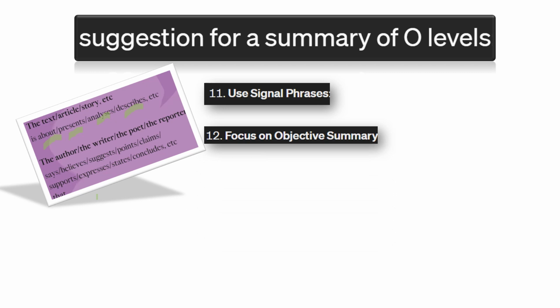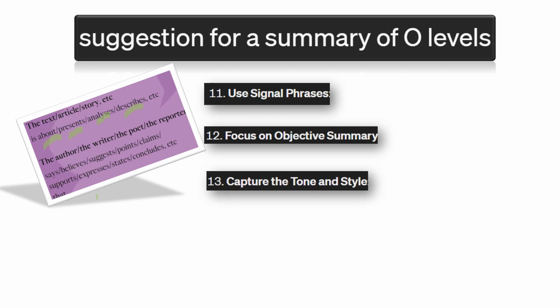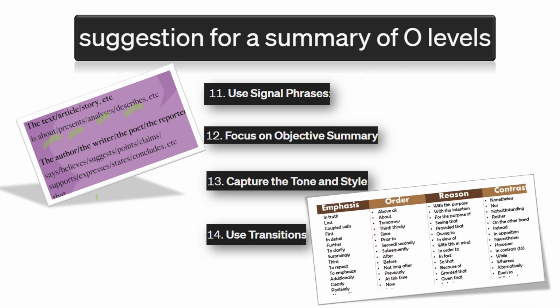Then we have to focus on the objective summary: whatever the content of the summary is, it has to go in the same way. We don't have to change it in our own way. Then the tone and the style of the text have to be maintained. That should not change. This is quite important. One more very important thing is the use of transition words. These are the transition words. You can pause the video and see them. Please bring them into your writing. Without them, you cannot write a good summary. And the last thing: consider the audience. Write your summary according to the audience.